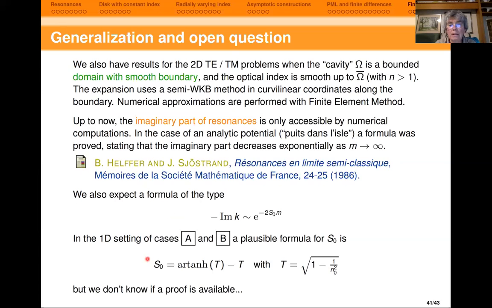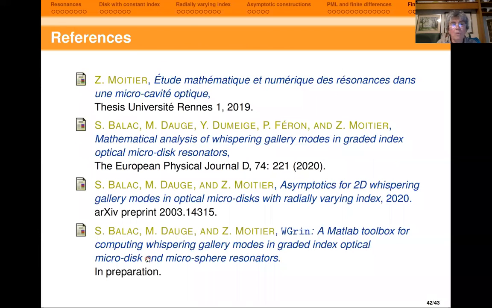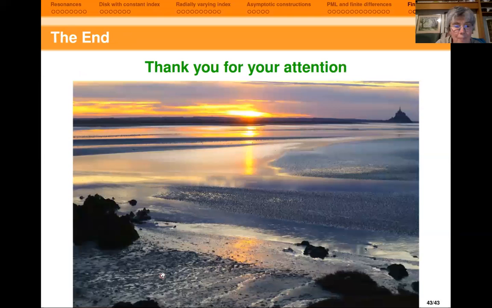So it is the reference of our work: the thesis by Zois, a paper which is published, a paper in revision, and a paper and code in preparation.